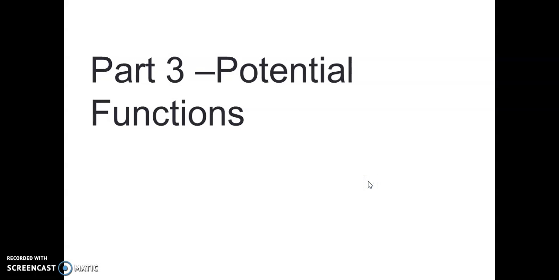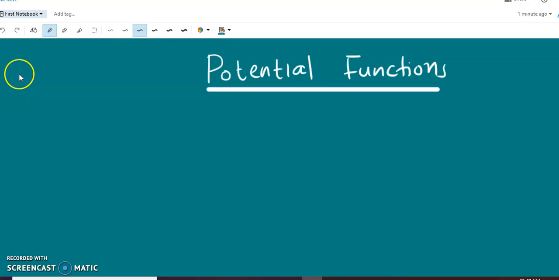So today we will discuss the potential functions of module 1 of the electrodynamics course. So we know that the divergence of the magnetic field is 0.